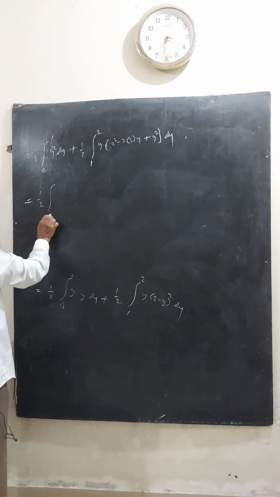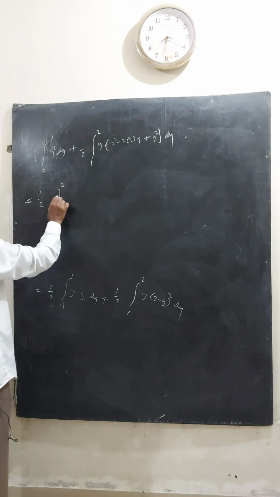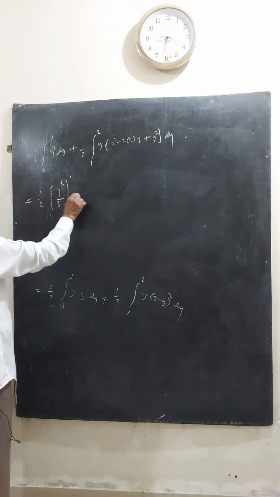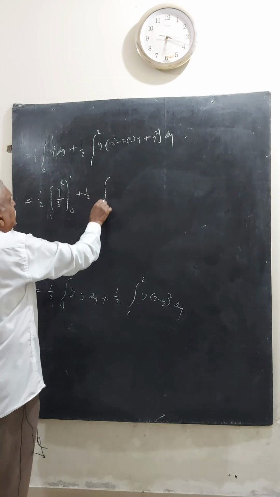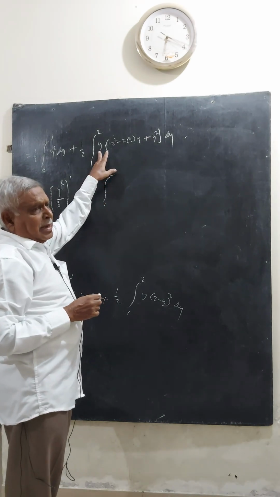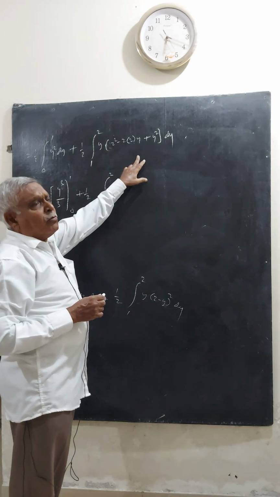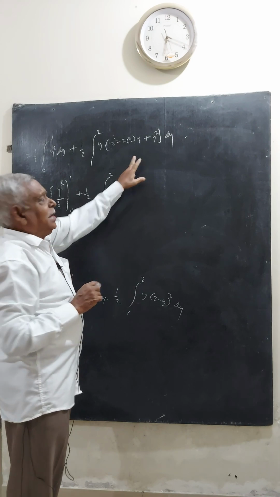1 by 2, 0 to 1, integrating, y cubed by 3, limit is 0 to 1. Here, 1 by 2, 1 to 2. Y is outside of this bracket. Therefore, we should multiply y inside first, and only then can we integrate.